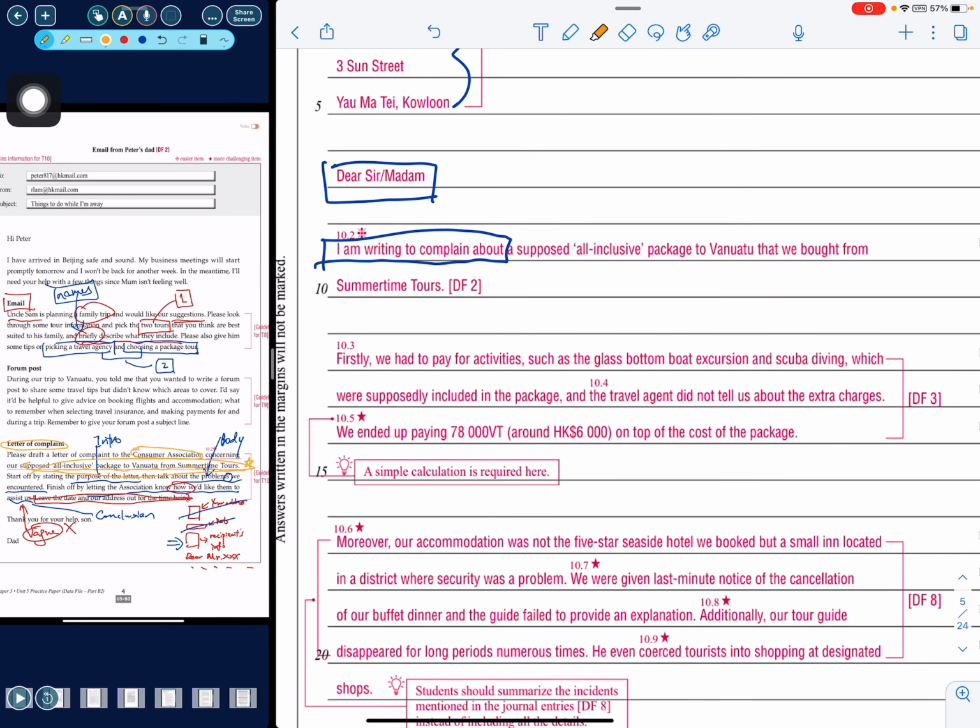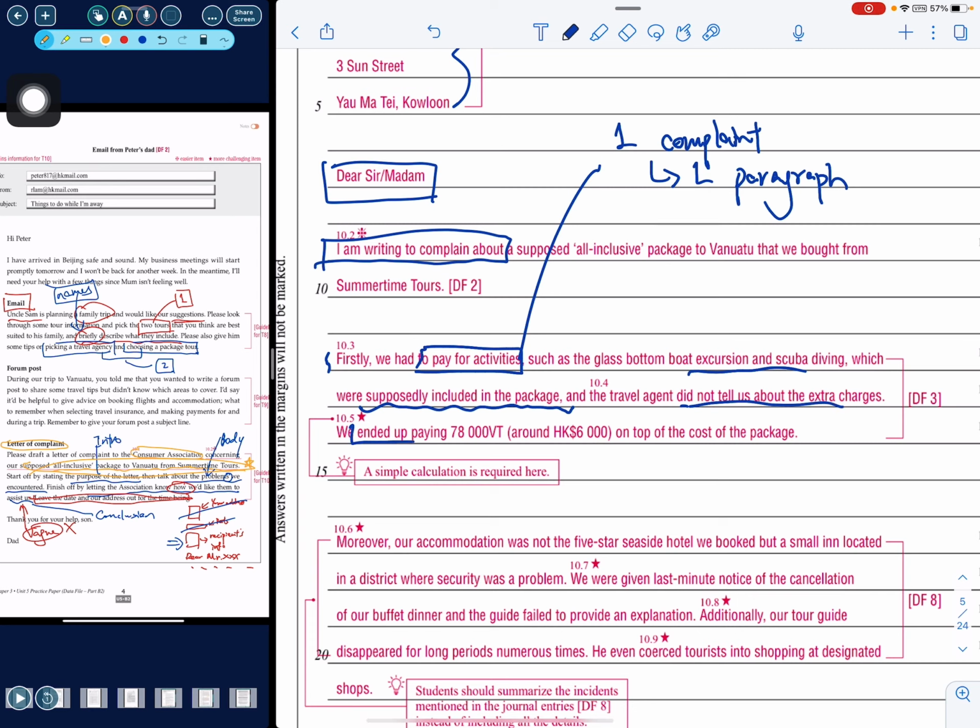So how do you state each complaint? Make sure you divide it into different paragraphs. This is one thing to remember: one complaint, one paragraph. So this part, firstly, we had to pay for activities such as this, and this is supposedly included in the package. They did not tell us about the extra charge, so we ended up paying on top of the cost of the package. You see, this is all about the extra expense that you had to pay.